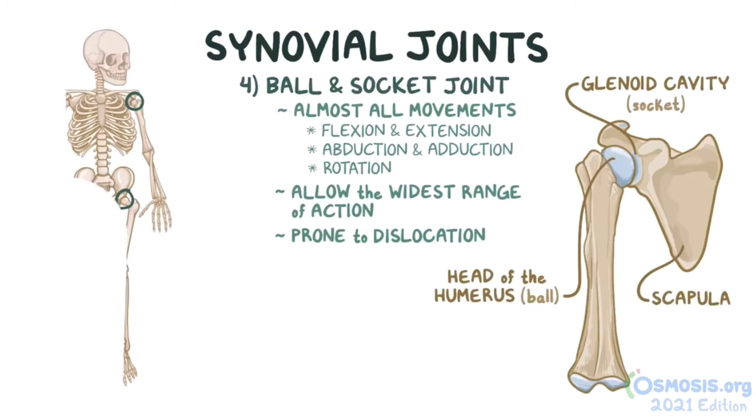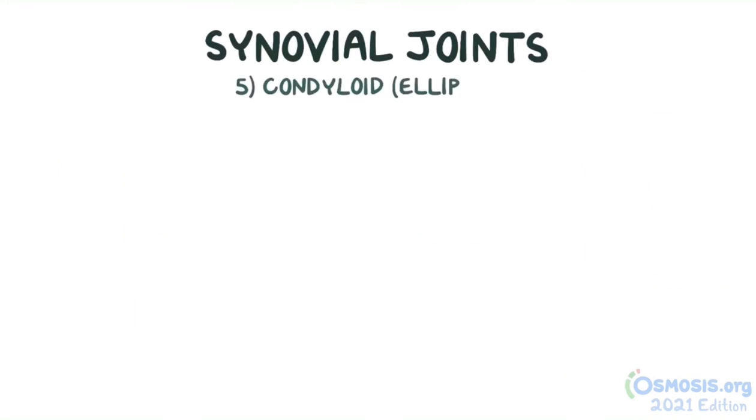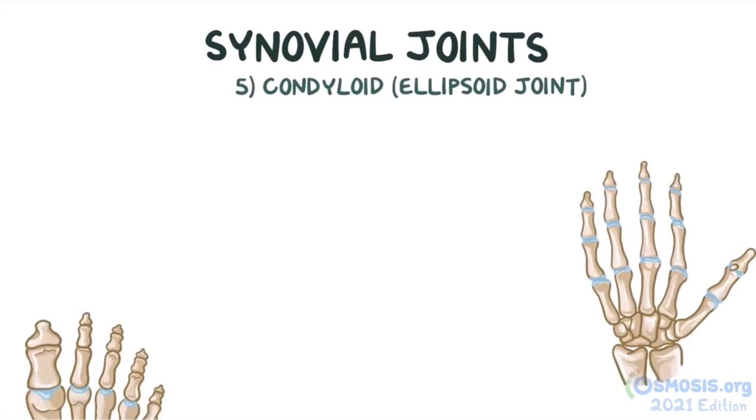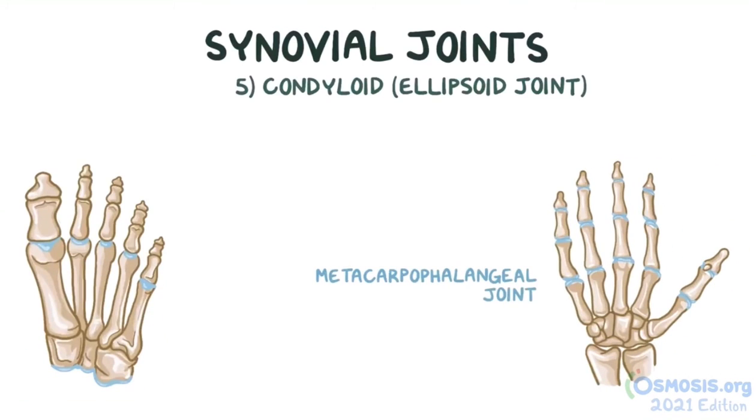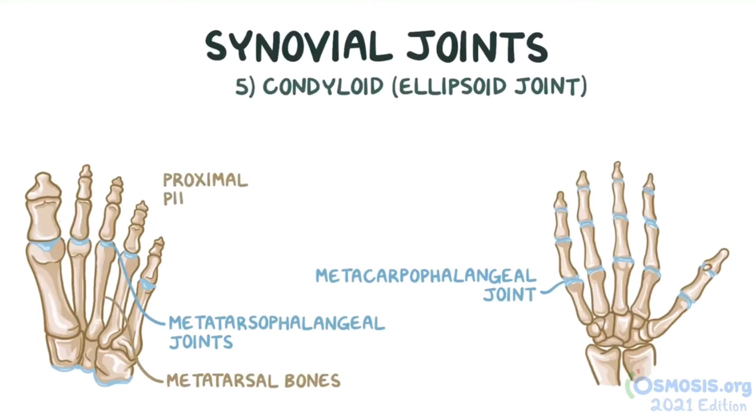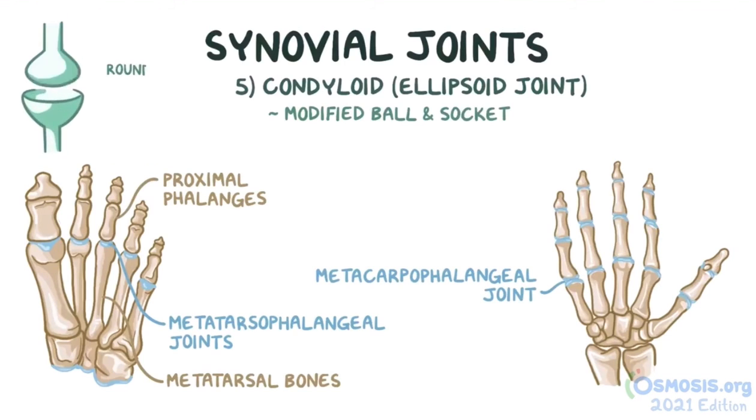The fifth type of synovial joint is a condyloid or ellipsoid joint. Examples include your metacarpophalangeal joint, which is the knuckle joint in your hand, and your metatarsophalangeal joints, which are the joints between the metatarsal bones of the foot and the proximal phalanges of your toes, your foot knuckles. This joint is basically a modified version of the ball and socket, because one of the bones has a rounded protuberance which fits into a hollow ellipsoid space of the opposite bone.